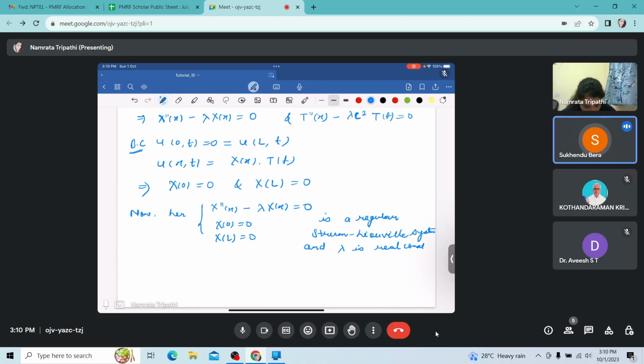Ma'am, the eigenvalues are n pi by l. Okay, n pi divided by l. Is it correct, ma'am? No, the eigenvalues are minus n pi upon l whole square. When lambda is negative, we will take some m square, then we will find the value of m as n pi upon l. Okay, let me write.